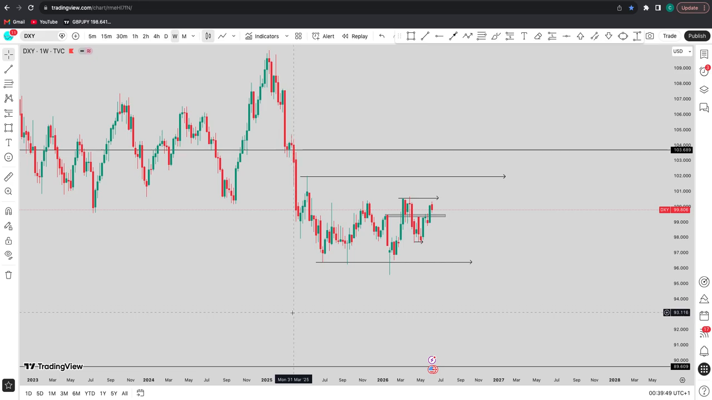Today we'll be breaking down the key market levels, identify potential trading opportunities, and establish our directional bias for the week ahead. With that being said, let's get right into the chart.